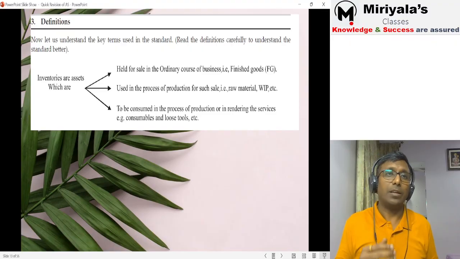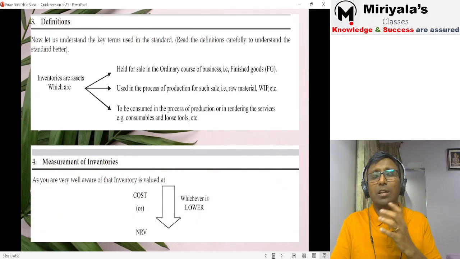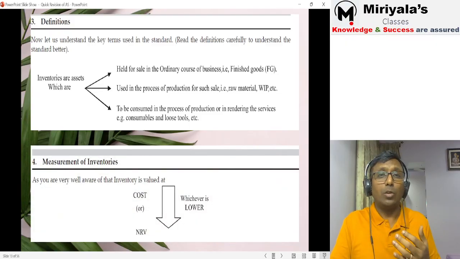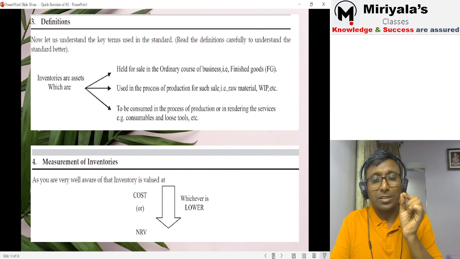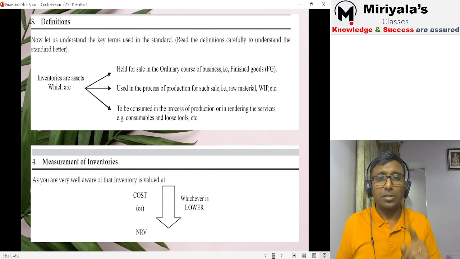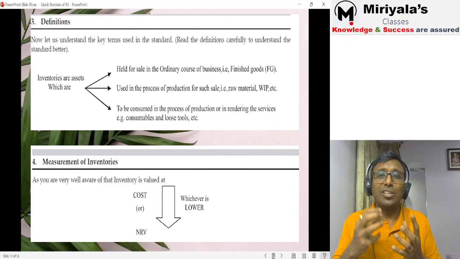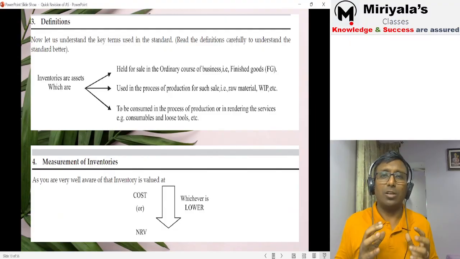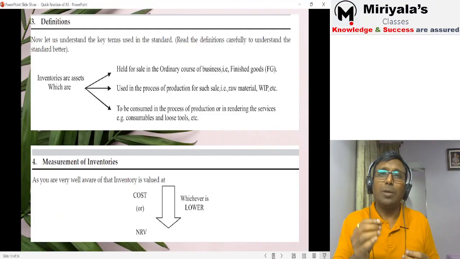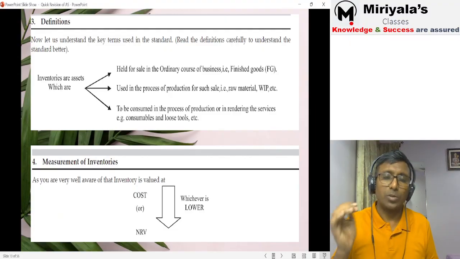Okay, right? How do you value the inventory? As you are very well aware, it is cost or NRV, whichever is lower. Now the entire standard talks about only three topics. One is cost. Next is NRV. Whichever is lower, how to identify. That's all. How to identify, don't you know? You know it, but there is one small point which we'll discuss towards the end.